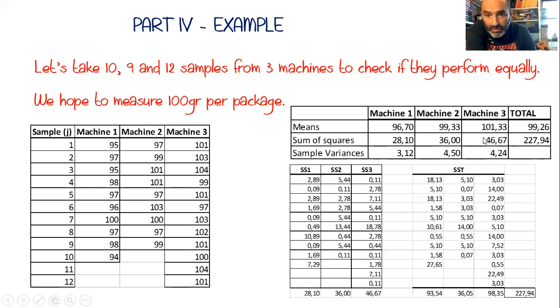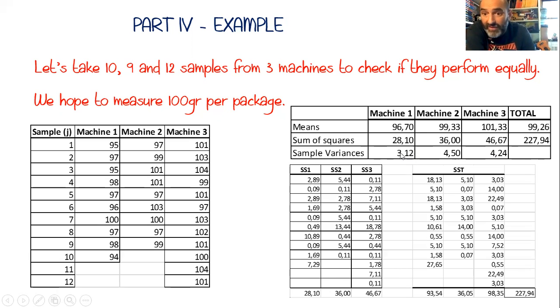Good? Good. I may need sample variances. I will need sample variances because I will do a two sample F test to see if samples have equal variances. So 28.10 divided by 10 minus 1, 36 divided by 9 minus 1, 46.67 divided by 12 minus 1, 11. Okay? I find sample variances. Now, the largest sample variance is 450, the smallest sample variance is 312.